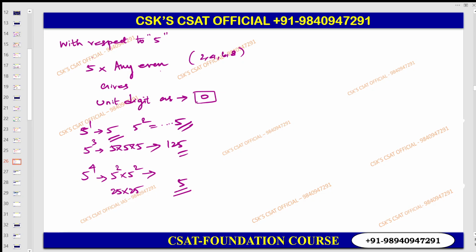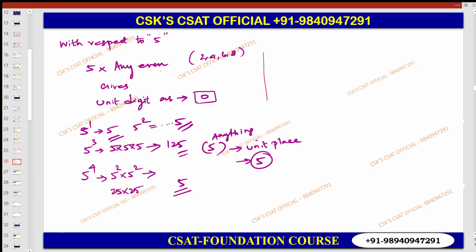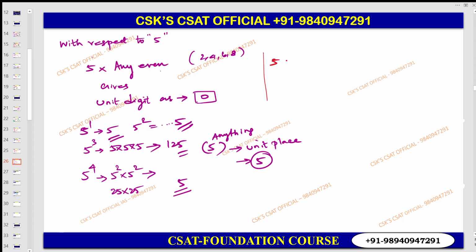Now 5 power anything, please understand, 5 power anything, the unit place is going to be 5 only. So now 5 power any even is over. Now let me give you 5 power any odd. First we'll do 5 into any odd. You can take any odd: 3, 5, 7, 9.